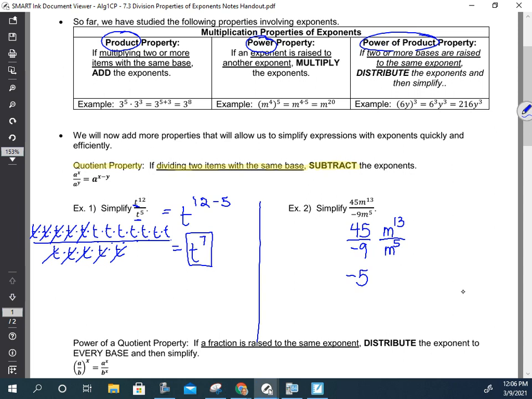You're dividing by the same base, so subtract your exponents. So, for the folks at home, what's 13 minus 5?